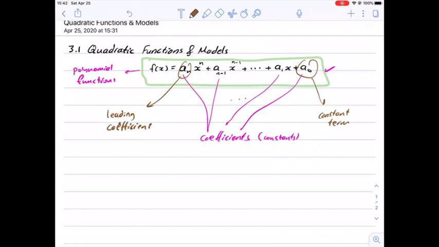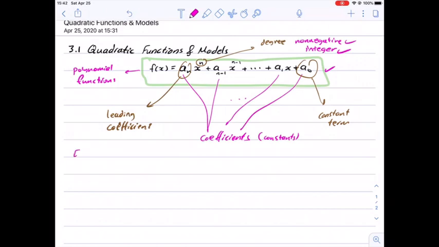And the highest power is n. This is called the degree of the polynomial. And this should be a non-negative integer. So two things: non-negative and integer. Non-negative means it can be zero or positive. And integers are 1, 2, 3, negative 1, negative 2, negative 3, etc. And zero.